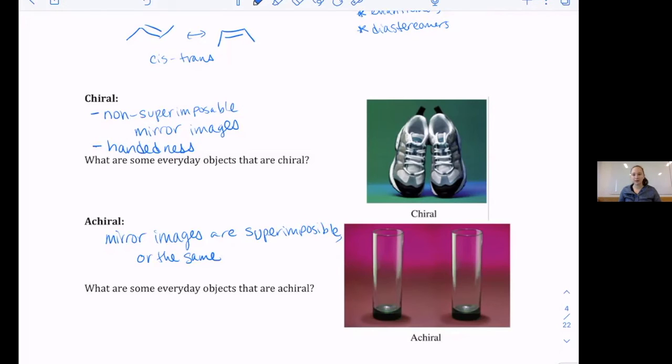I was thinking about my mask, which is actually achiral. So I was holding this up. If I do a mirror image of my mask, because it's symmetric on either side, this is achiral. But yeah, there's lots of examples of this in the world in general, chiral and achiral types of things.